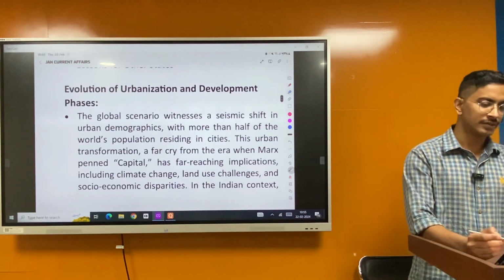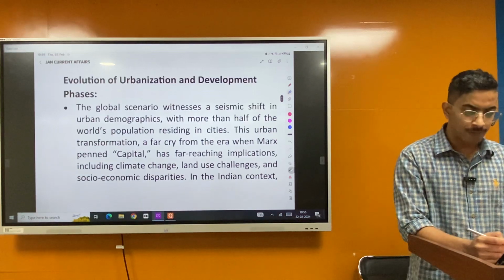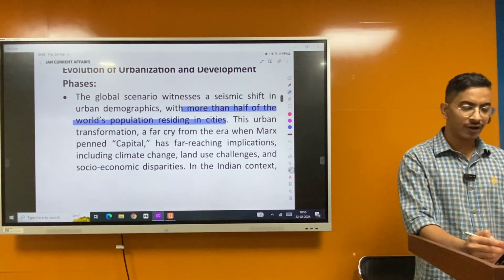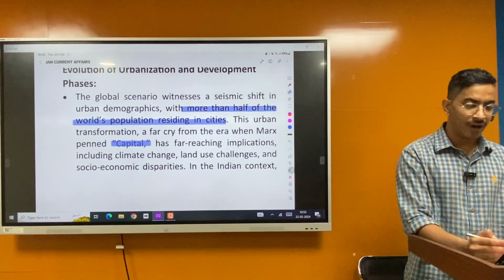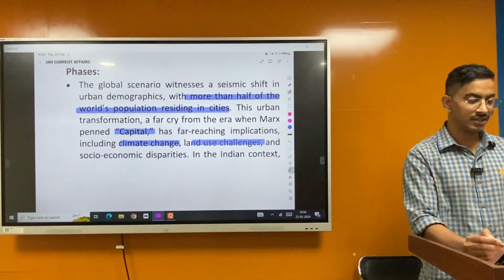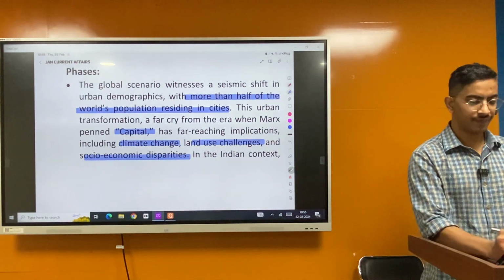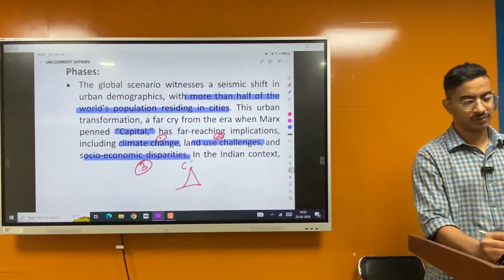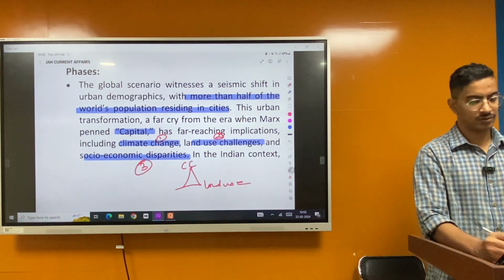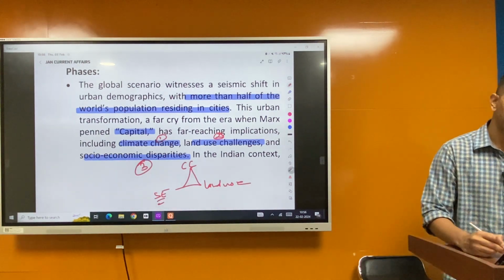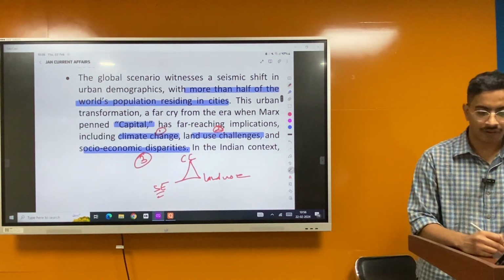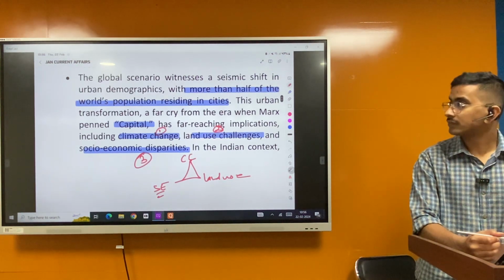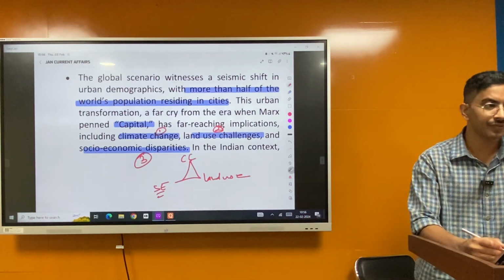Evolution of urbanization and development phases. The global scenario witnessed a seismic shift in urban demographics, with more than half of the world population residing in cities. This urban transformation, a far cry from the era when Marx wrote Das Kapital, has far-reaching implications including climate change, land use challenges, and socio-economic disparities. See, these are the main three problems. Around this only you can write your whole answers. Clear?